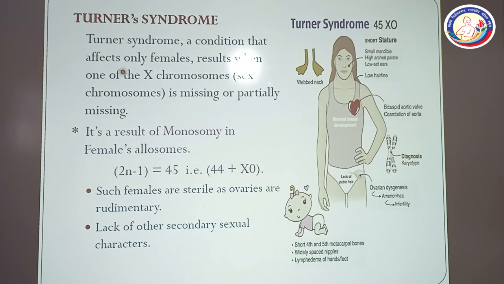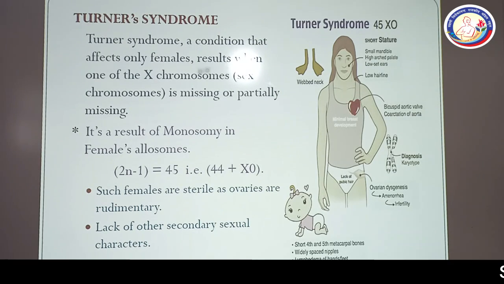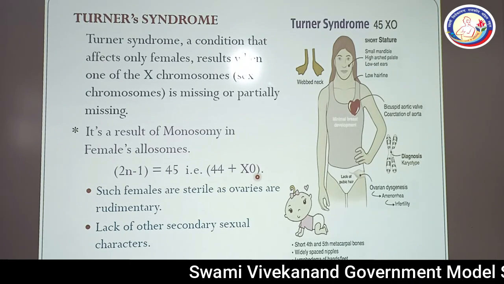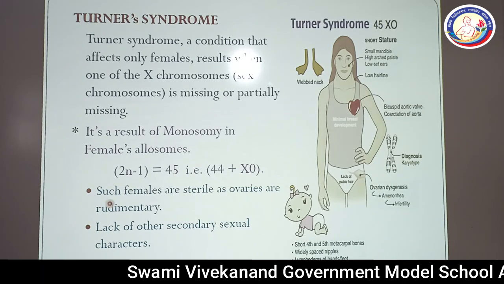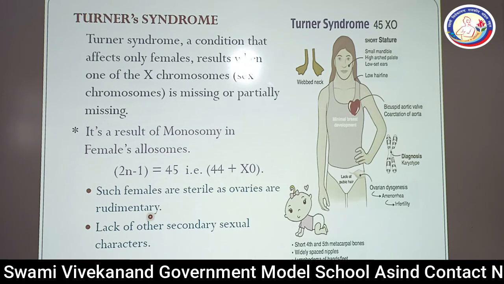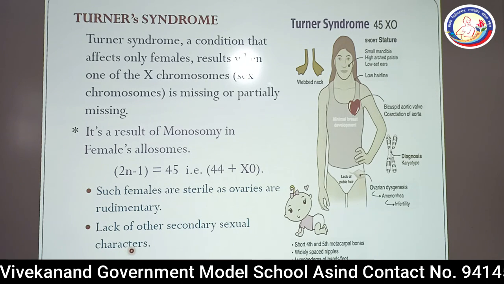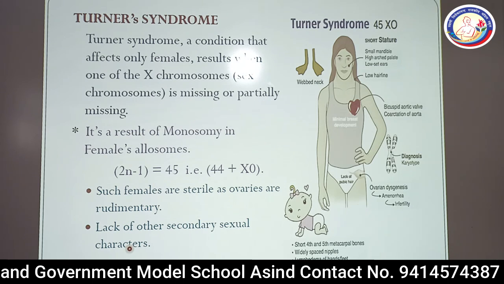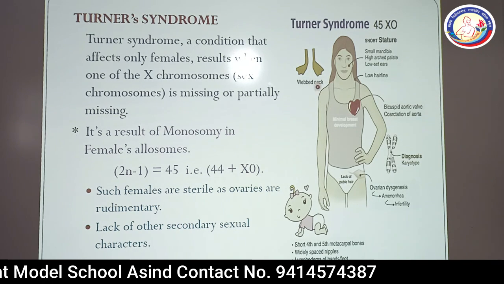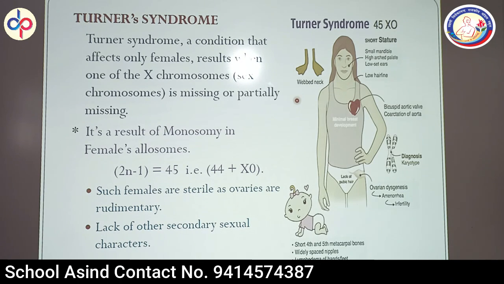Now come to the next, Turner syndrome, a condition that affects only females. It results when one X sex chromosome is missing or partially missing. This is monosomy in the female allosome, 2n minus 1 equals 45, for example 44 plus X0, where one X is absent in the female. Such females are sterile as ovaries are rudimentary. They will lack ovaries or have rudimentary ovaries, and lack other secondary sexual characters. And this is the webbed neck. This type of neck is found here.